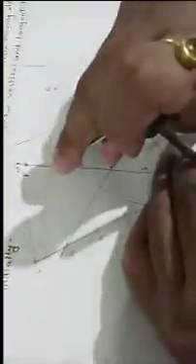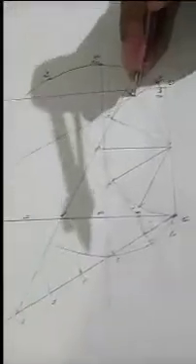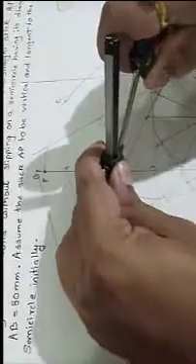Then next distance you take it from 5 to A. So from 5 to A I have taken the distance. Then keep your compass at 5, take 5 as the center. I have taken distance from 5 to A. Then I have taken 5 as the center. Keep your compass here and then draw the curve.